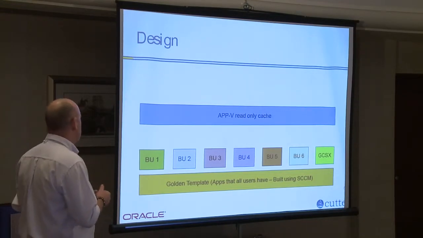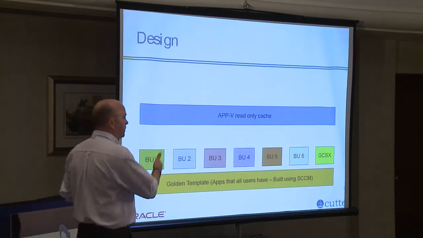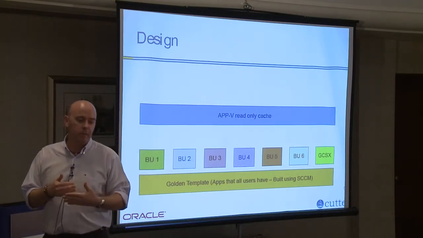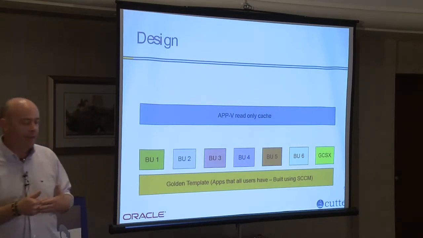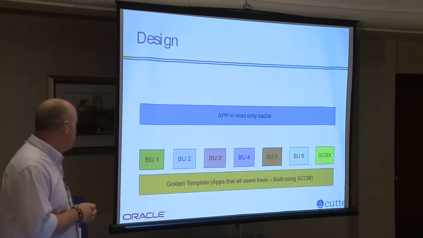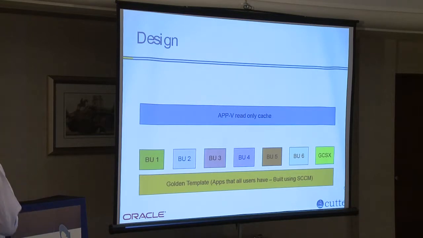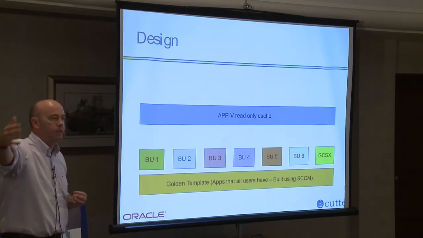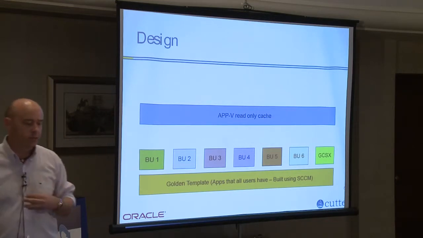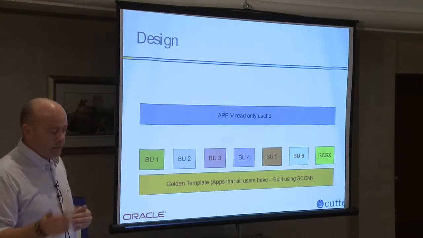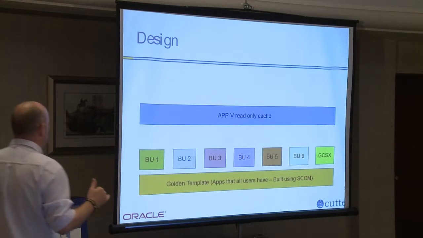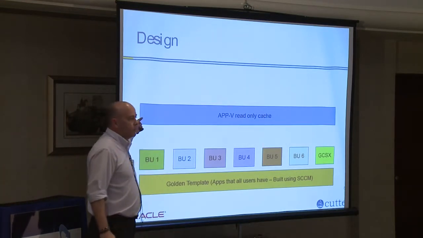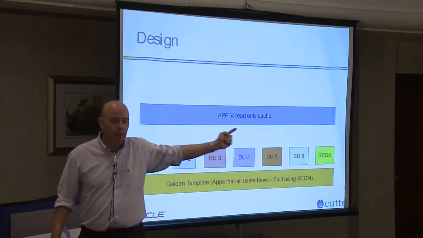Then each of the business units will have business unit specific applications, and they've got another template generated from the golden template with that business unit specific app set on there. And then the remainder of the applications are deployed via AppV read-only cache, where there's certain access. There's 20 Visio licenses or 10 Project licenses, etc. The idea is that probably the bulk of this layer, other than the GCSX layer, will be removed, and everything's going to sit in a read-only cache with AppV.